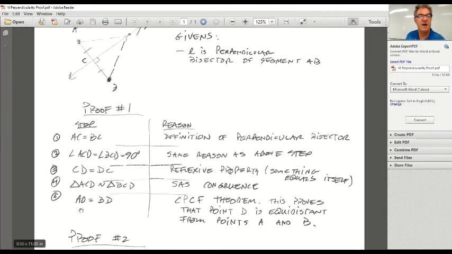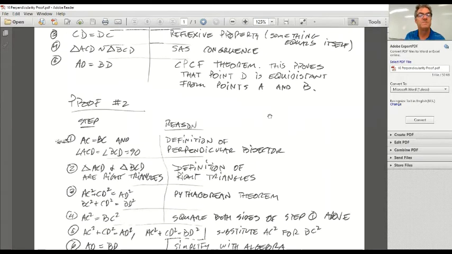So here that leads me to my last step, AD equals BD. These are corresponding parts of congruent figures. That's this theorem here, the CPCTC theorem. And this proves that point D is equidistant from points A and B. So that's the first proof. There's another way to do that, and that's using substitution and the Pythagorean theorem. So let's scroll down to proof number two.